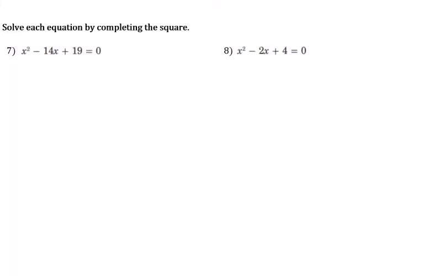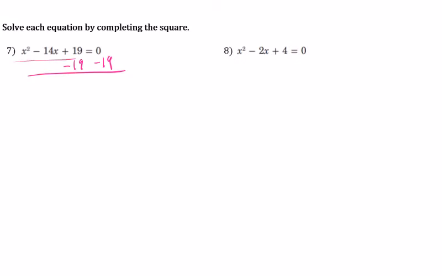All right, let's see a couple more examples. Number 7. So we want to solve the equation by completing the square. So we want to subtract 19 from both sides. By the way, this is not factorable, right?